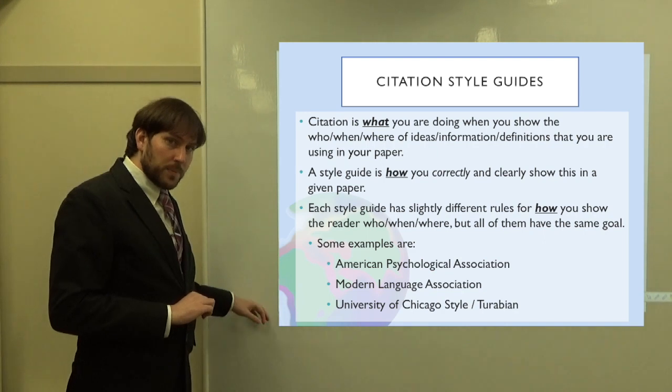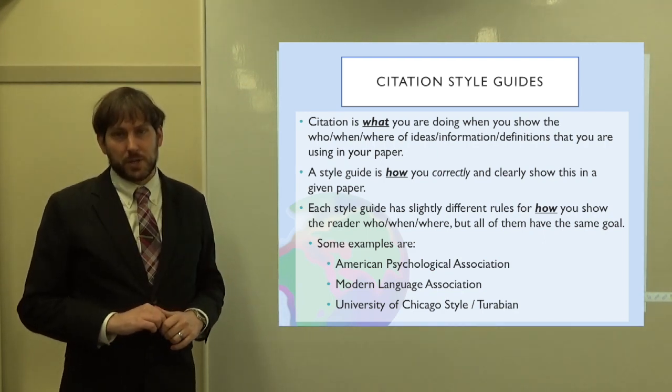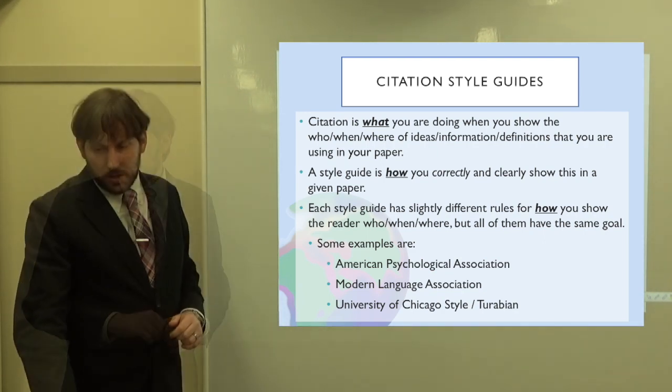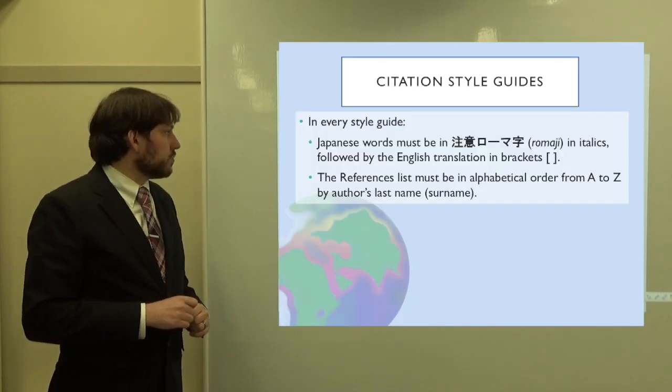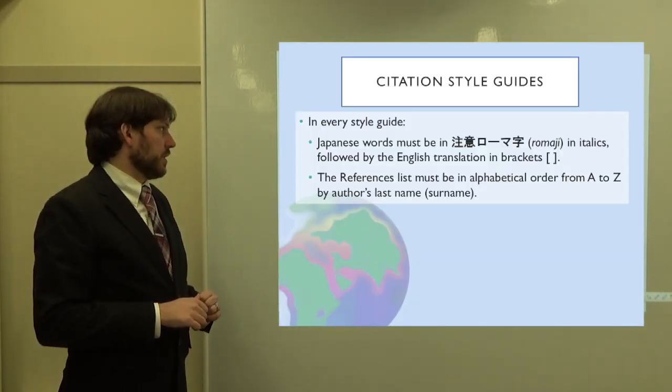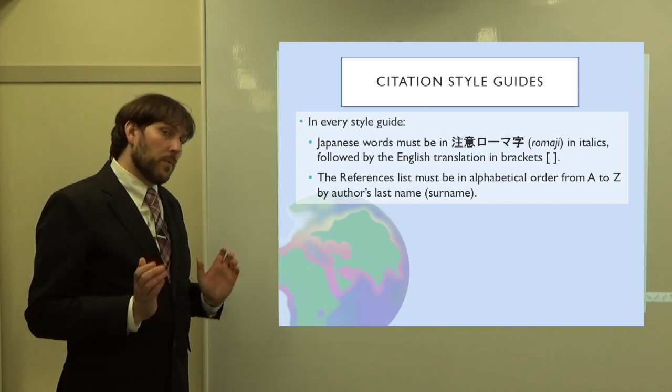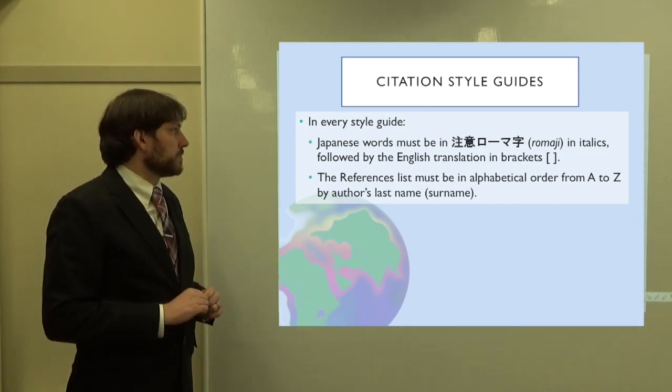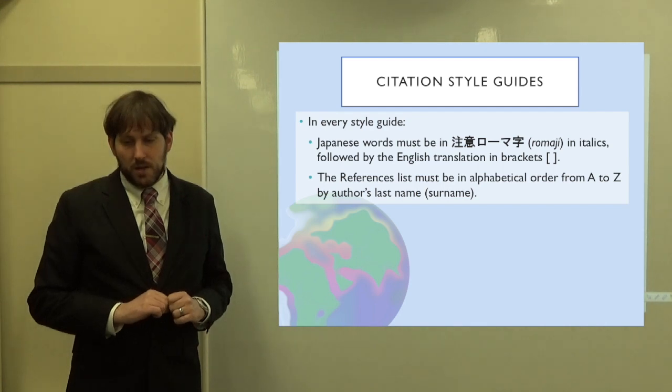These are the 3 top style guides used in the English-speaking world in America. In every style guide, the rules related to Japanese are similar. So this is from all 3 of those. Japanese words must be written in Romaji, in italics, followed by the English translation in brackets.